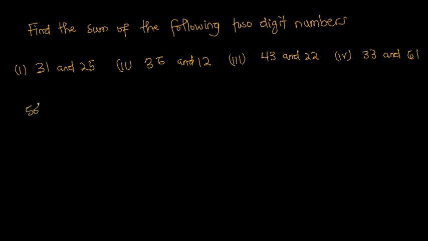Alright, so let's go ahead and look at the solution to this problem. For the first example, we have 31 and 25. This is very easy to add. So we bring our addition sign over here. 1 plus 5 will give me 6. So I write down my 6. There is nothing to carry, so just 6. 3 plus 2 will give me 5. So my final answer over here is 56.